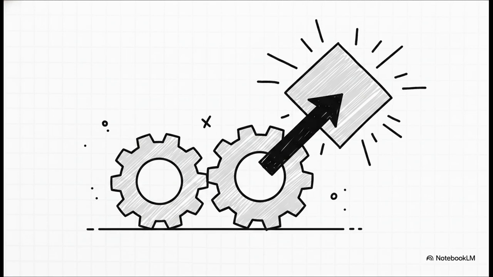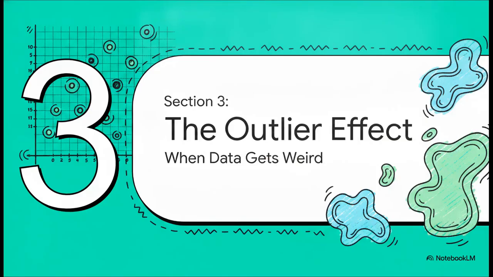So to summarize their fundamental relationship, both of these functions solve the negative number problem so that errors don't cancel each other out, right? And both of them calculate the average error across your entire data set. But that one single mathematical step, squaring the error in MSE, is an absolute game changer for how the machine learns. Let's look at Section 3, the outlier effect.